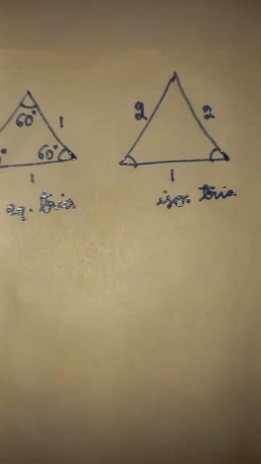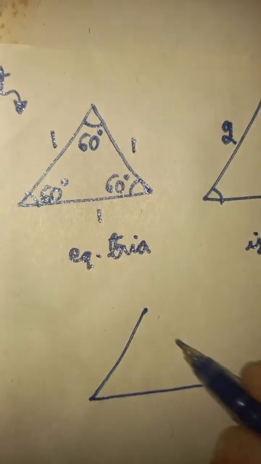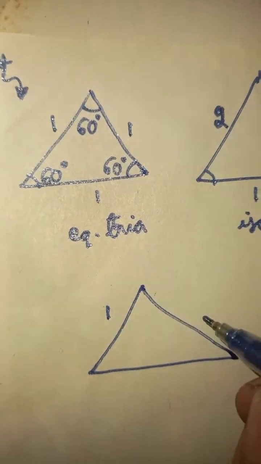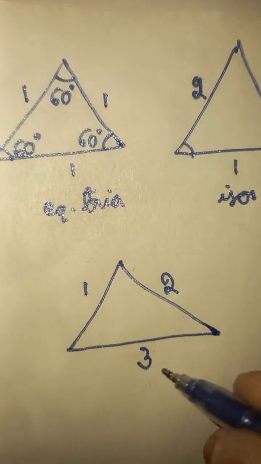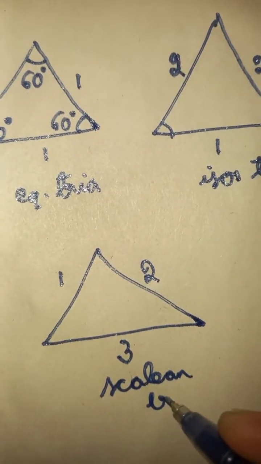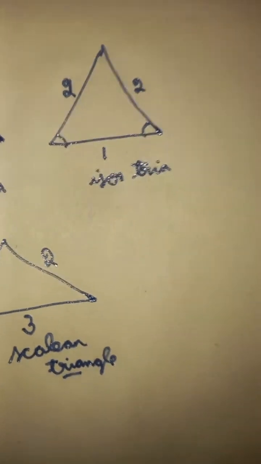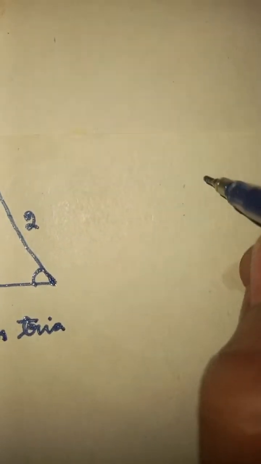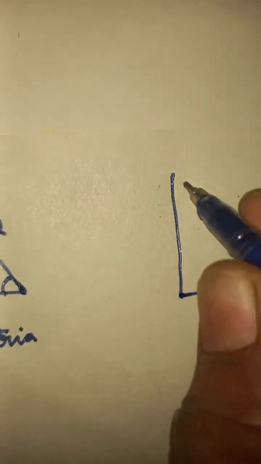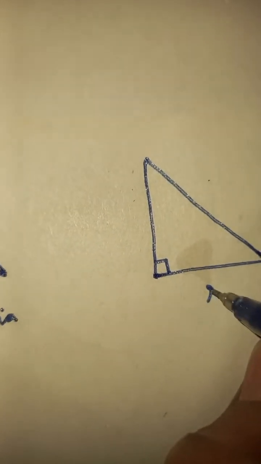And one more type is a scalene triangle. This triangle is a scalene triangle, that is, all three sides are different. Scalene triangle. And another three types can be made. If any one angle is a right angle, then this is known as a right triangle. This one is a right triangle.